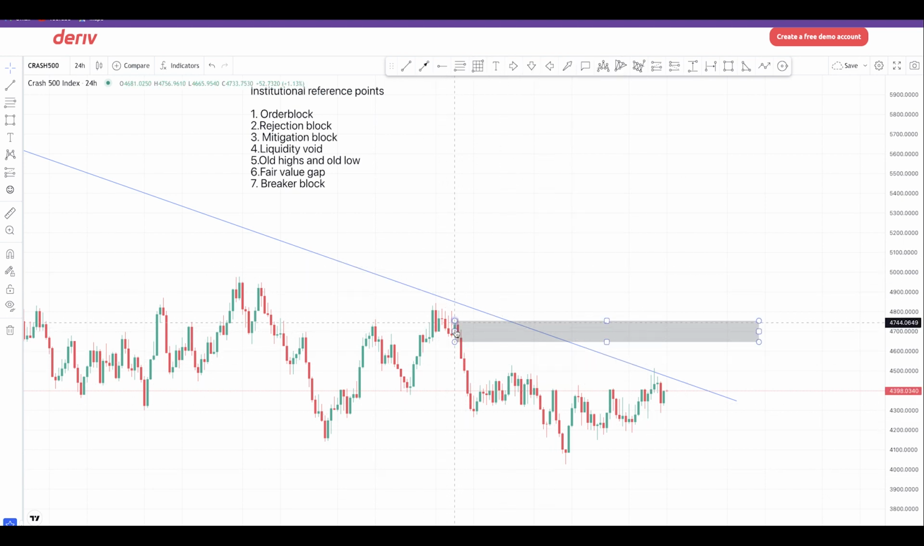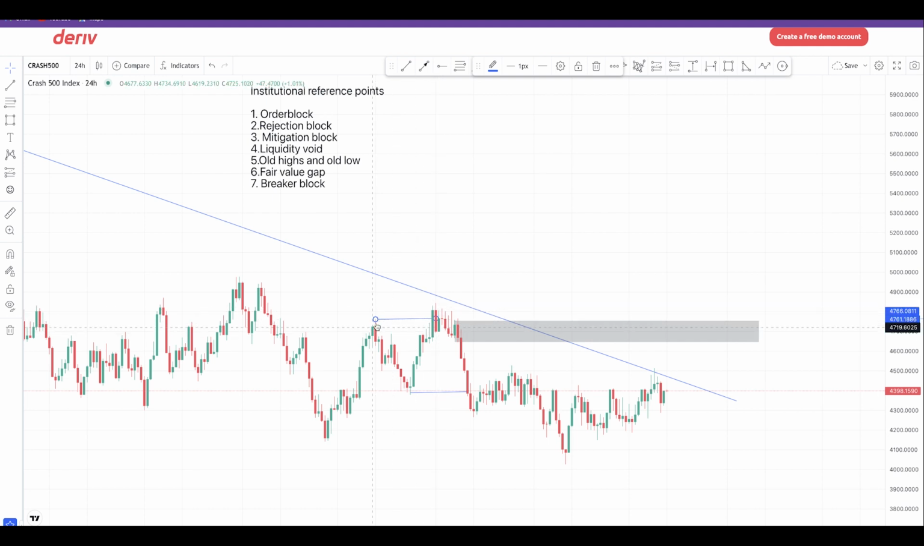Now, why did I say I am using this place as my supply zone? Because we had a break of structure here. Price has broken structure at this point. We also have the liquidity that was taken out at this point.